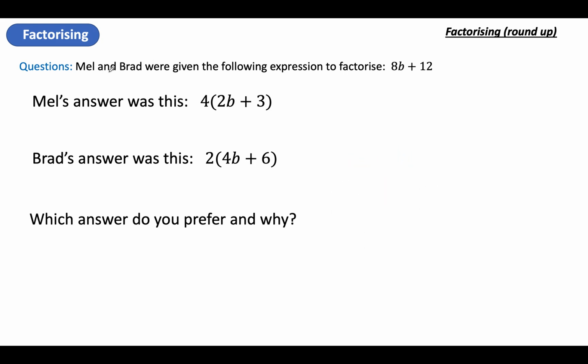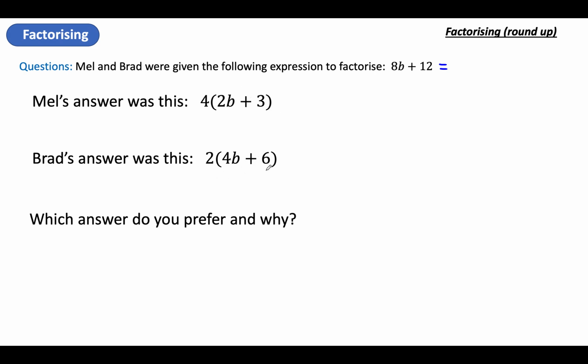Unpaused. Mel and Brad were given the following expression to factorise. Right, 8b plus 12. So they've got to factorise it. So maybe you just factorised it to check out what the answers are. Because they say Mel's answer is this, 4 brackets 2b plus 3. And Brad's answer was this, 4b plus 6.